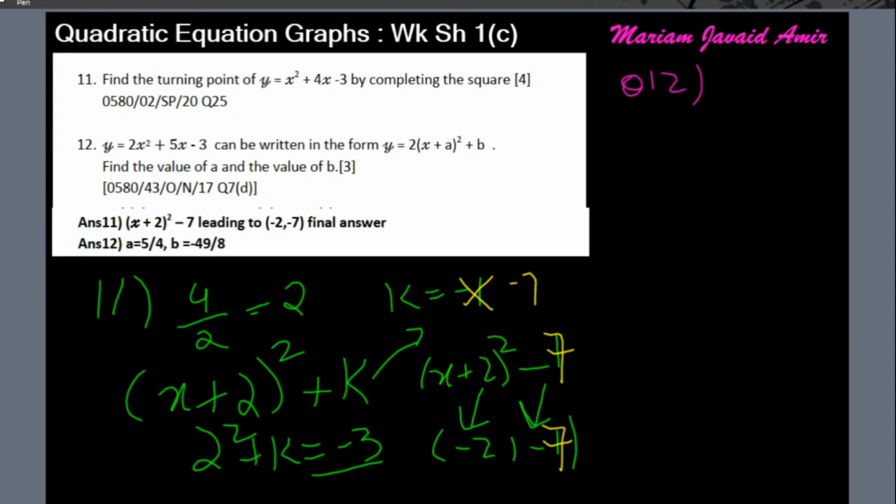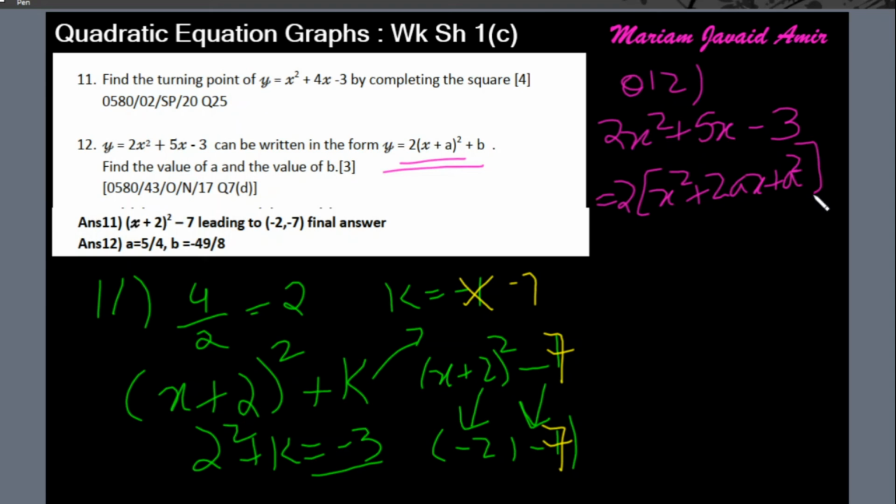2x squared plus 5x minus 3 can be written in this form. Find the values of a and b. I believe this question has already been addressed in worksheet 1A, but let's do it again. We have 2x squared plus 5x minus 3, and we have this. Now we can open this bracket, and it becomes 2x squared plus 4ax plus 2a squared plus b.